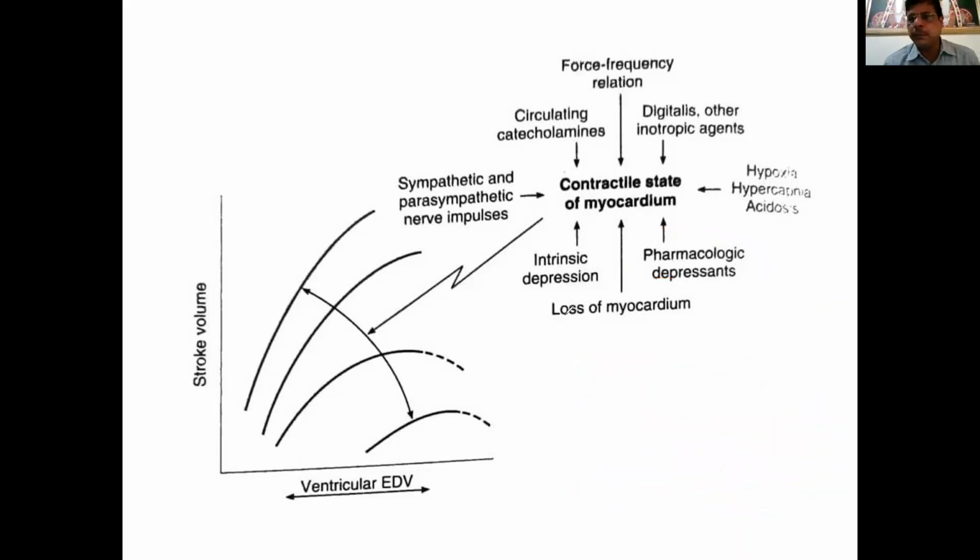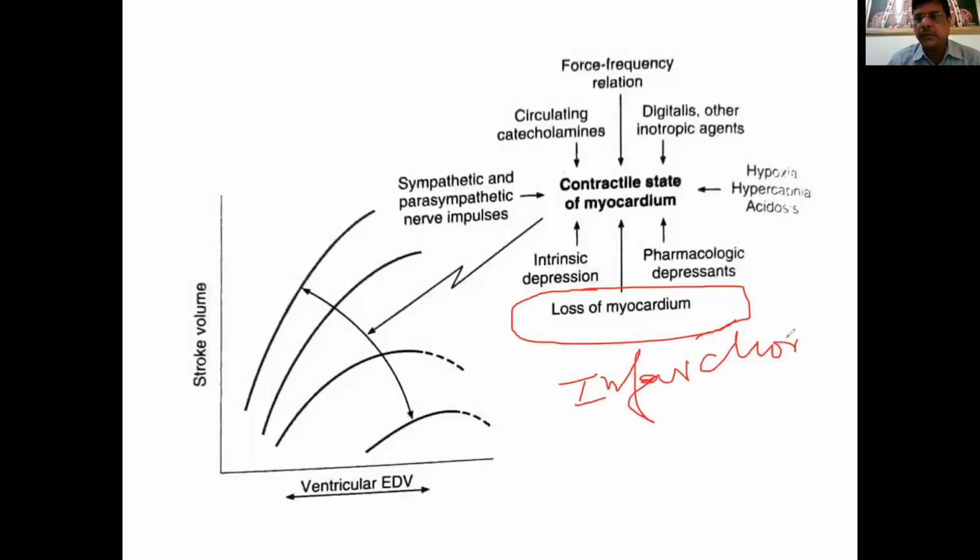Ischemia, no, something else. Ischemia does not cause loss. Infarction. So in myocardial infarction, there is loss of myocardium.